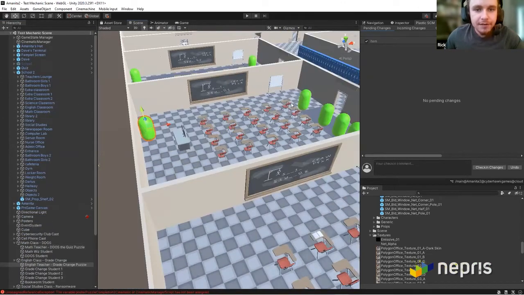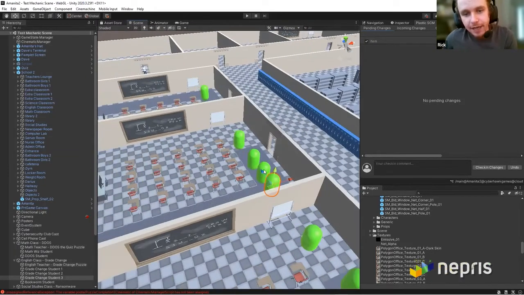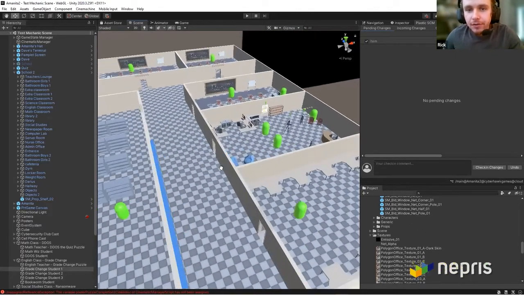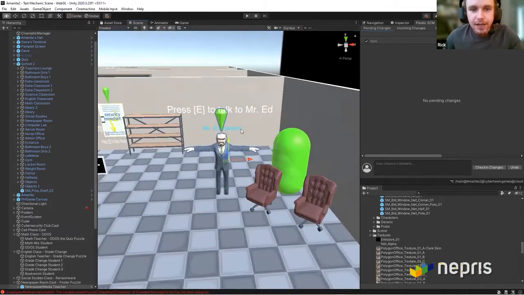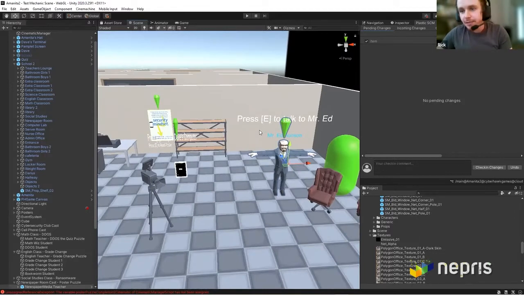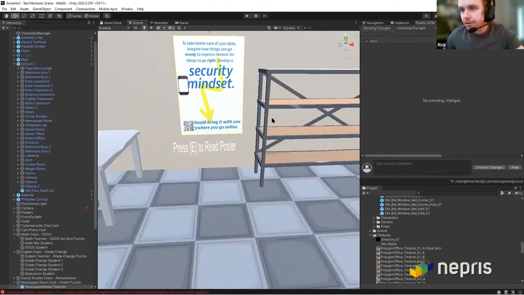So we have different students that have been cast out, and we put placeholders in here because they haven't been fully created yet. We have the newsroom, which is where the first puzzle is going to take place. And you've got Mr. Edmondson, aka Mr. Ed, and you'll be able to talk to him, and he's the teacher who was helping them make a poster. And you don't know why the poster is taking you to the wrong website. And that is the crux of this puzzle.